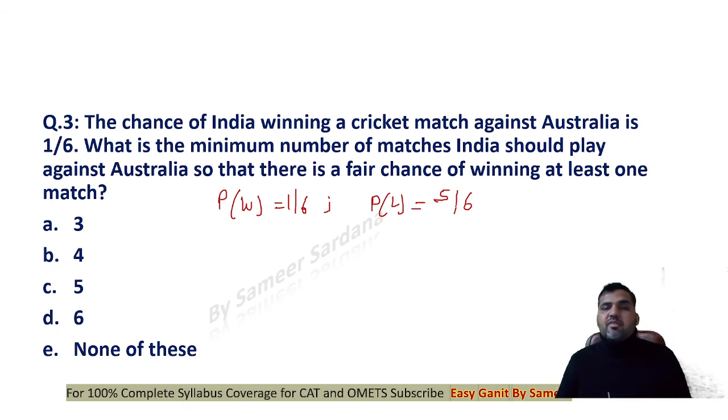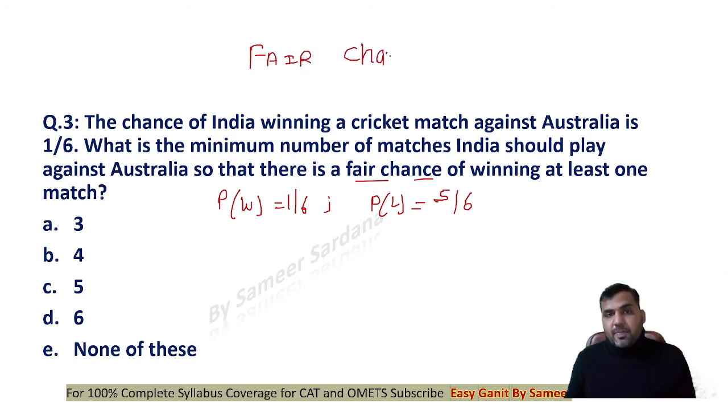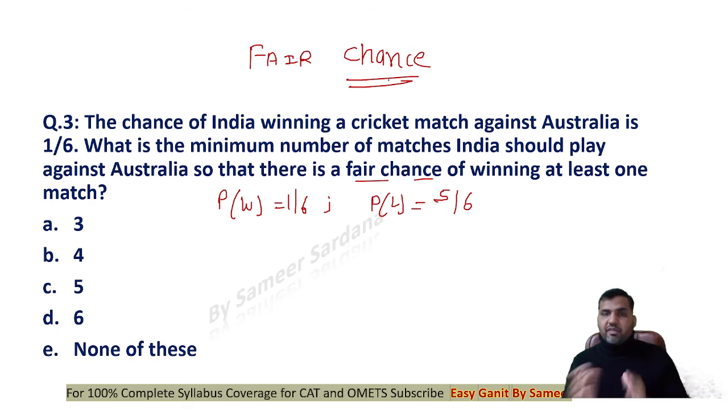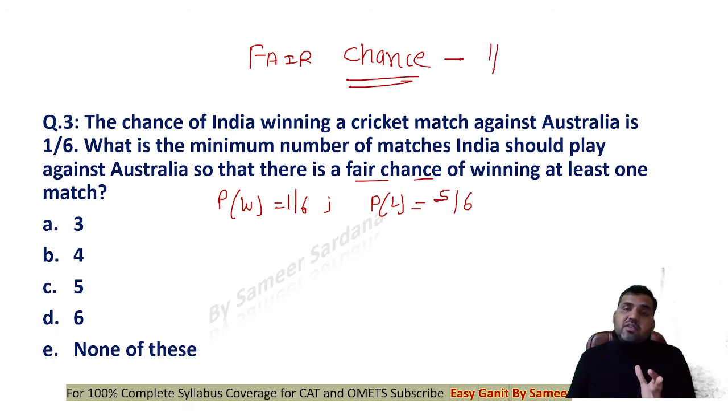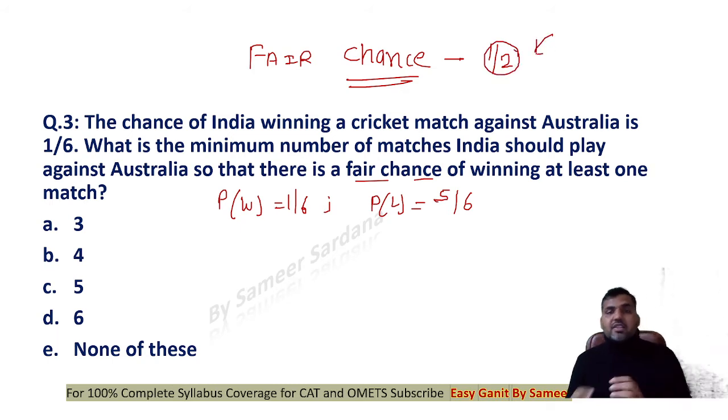What is the minimum number of matches India should play against Australia so that there's a fair chance of winning at least one match? So guys, here the important word is a fair chance. What do you understand by the word fair chance? See guys, fair chance means there are 50-50 chances that India is winning and losing, right? So if I am saying that India has a fair chance of winning the game, that means it is 1 out of 2 chances that India is going to win the game. So what I want is for India to play that many matches that India wins at least one game.